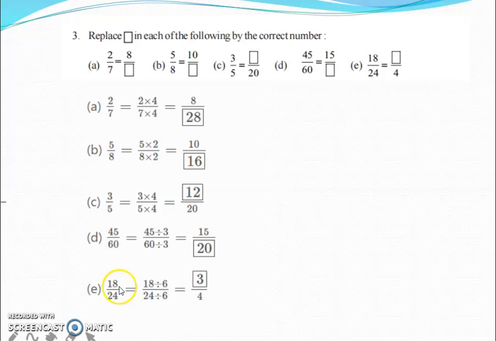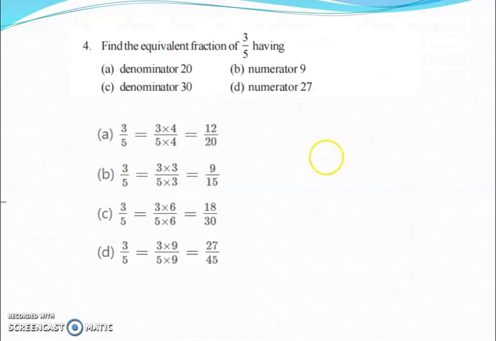Move to the next question. 18 upon 24. Here the denominator is 4, so divide by 6, we are getting 4. So 18 divided by 6, the answer is 3. Okay, so in this way you have to solve these questions. Move to the next.